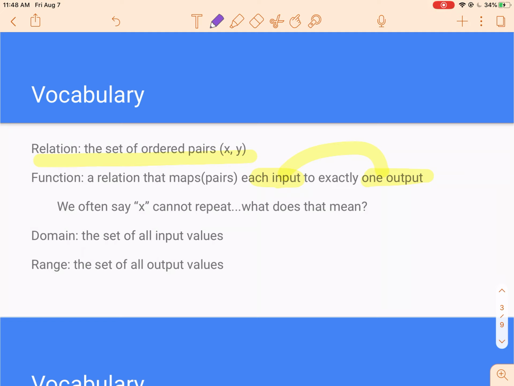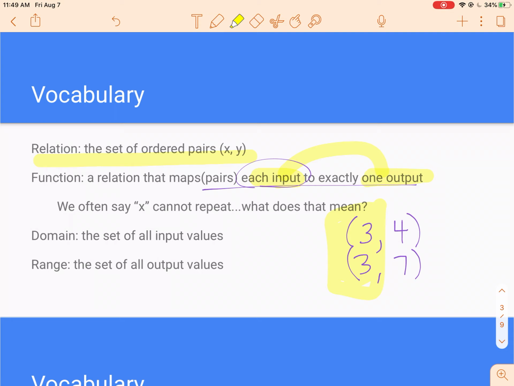What it means is that if I have an x value, and that x value is actually paired with more than one output. So the number 3 is paired with 4, and the number 3 is paired with 7. So if an input is paired with more than one different output, then it's not a function. What does that look like visually? Well, it looks like x is repeating. So a quick check is, does x repeat?